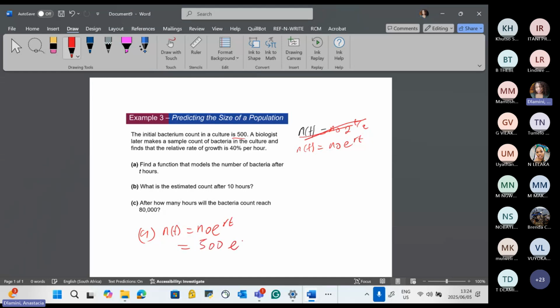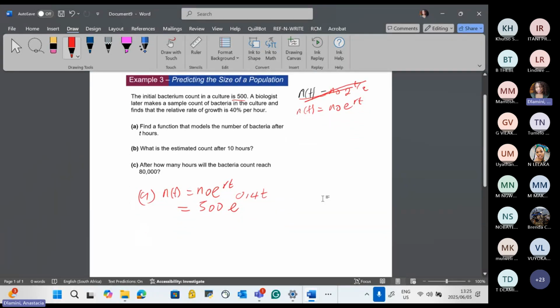Then we had e. What is our R? R is going to be 40% divided by 100. 40%, but then we're going to convert it to a number, which is going to be 40 divided by 100, which is 0.4. Well done. Do you see that?